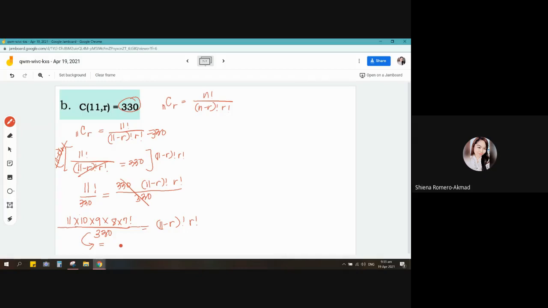Di ba pwede ito sa ano? 3? Yes po. 330 divided by 3, ano magiging answer? That's 111. No, 110. Ay, yung 110. Anong factors ng 110 na pareho dito? I can do that. Factors ng 110, that's 11 times 10. 10. Opo.